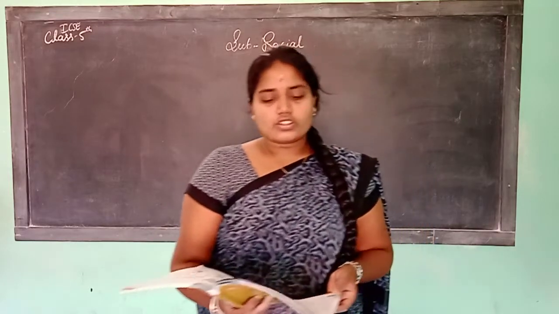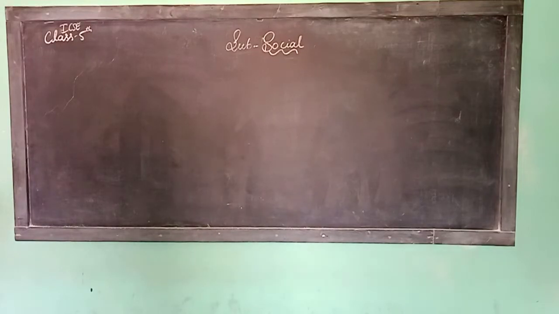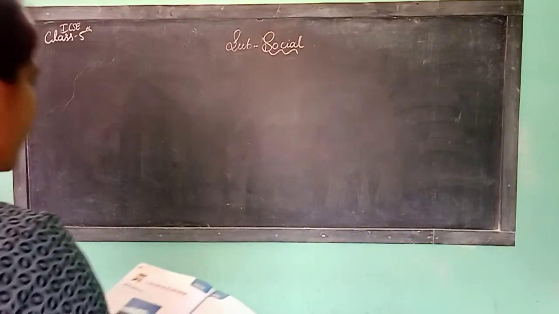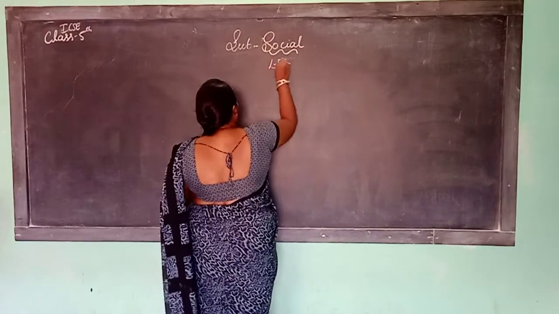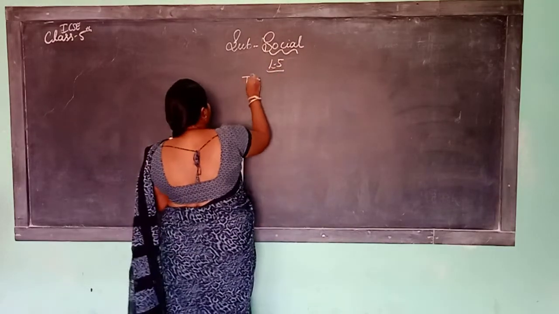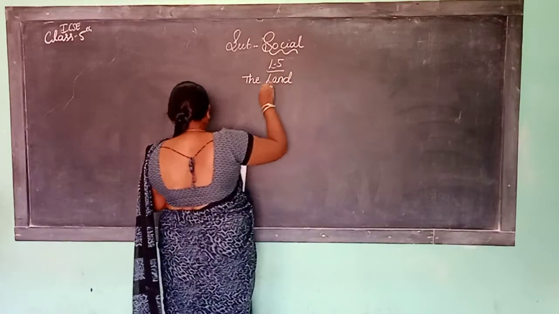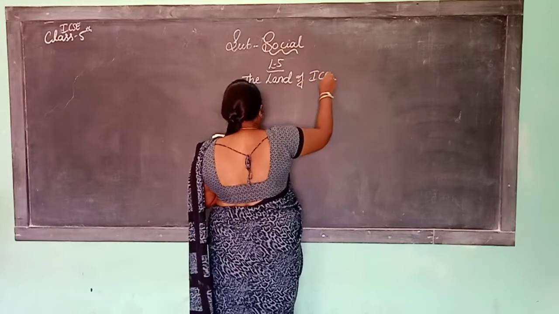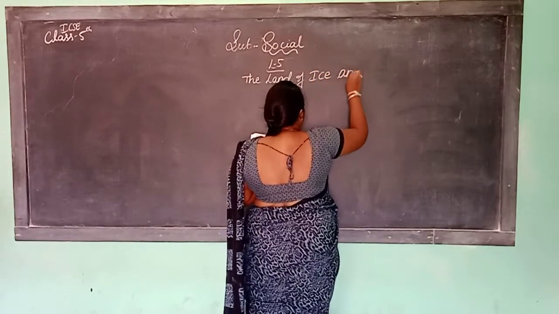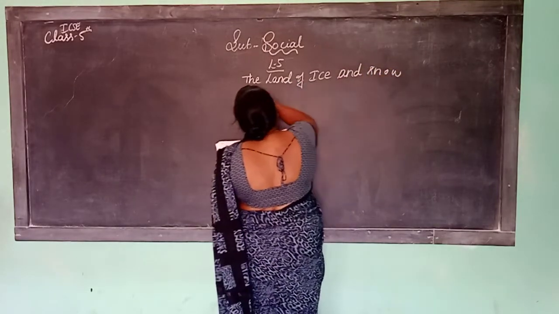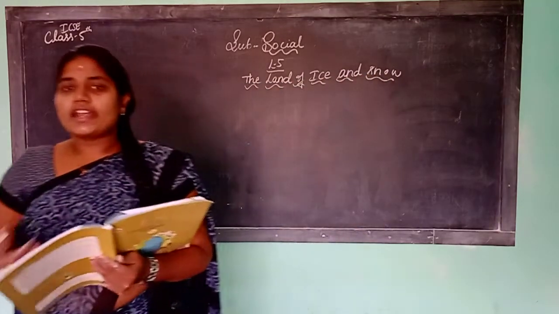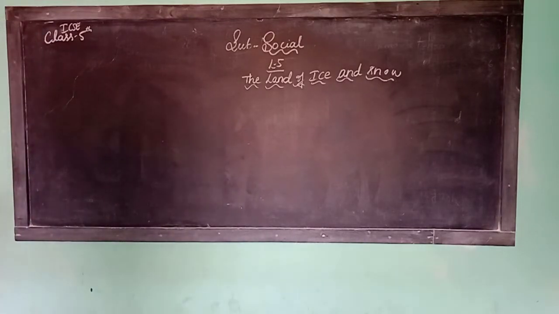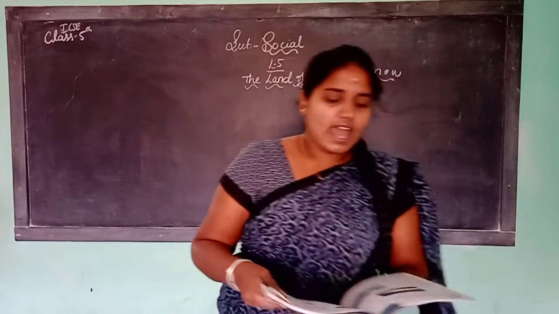So in this class we are going to start the next lesson, lesson number 5, the land of ice and snow. Before, in class 4, we learned hot areas, hot desert areas, dry lands. So this lesson is the land of ice and snow.